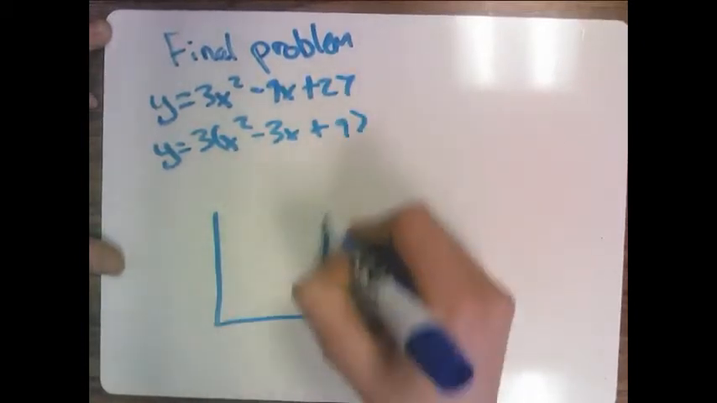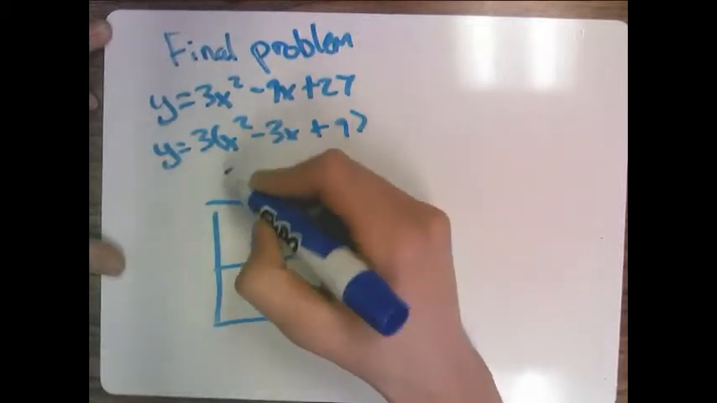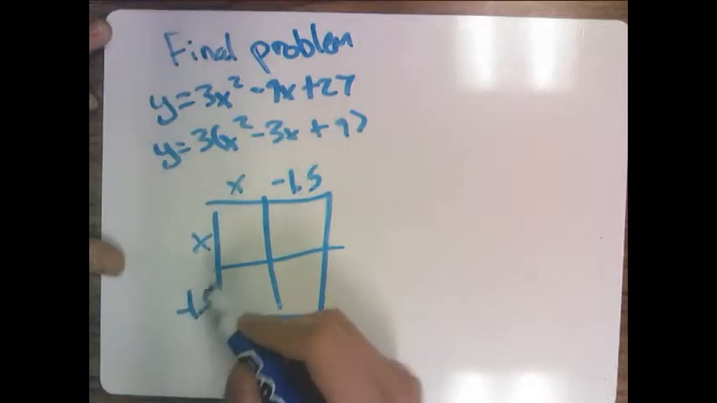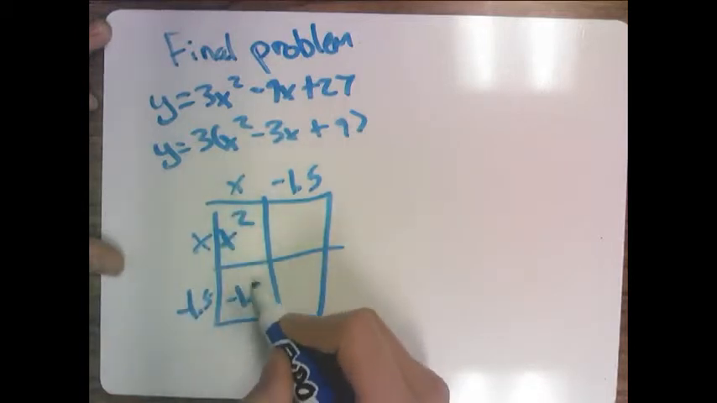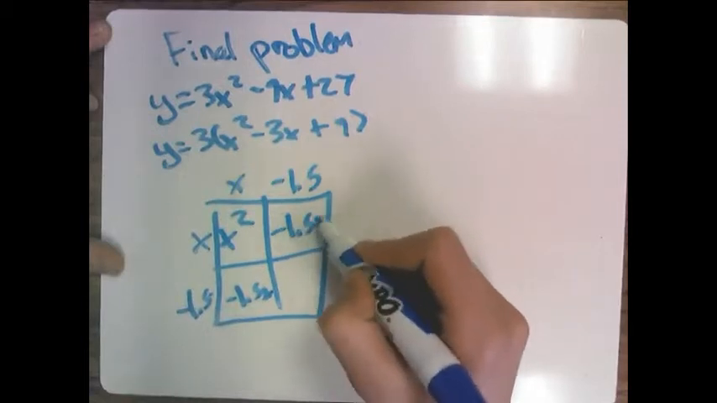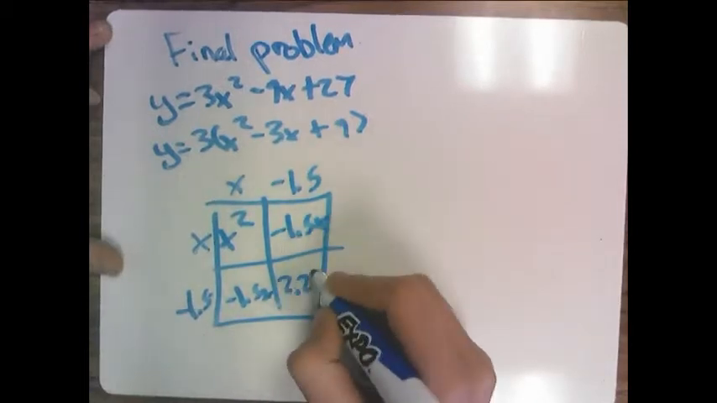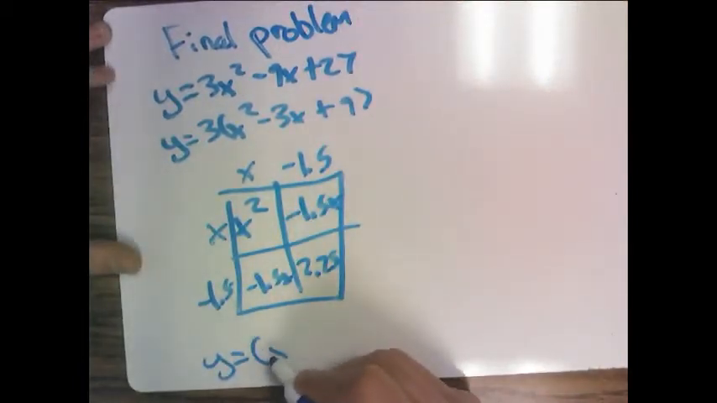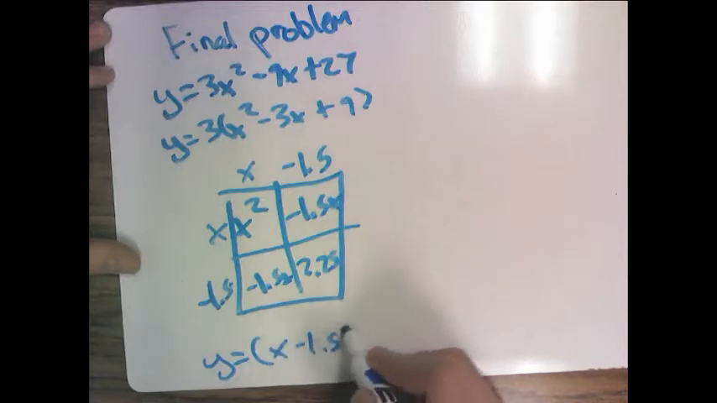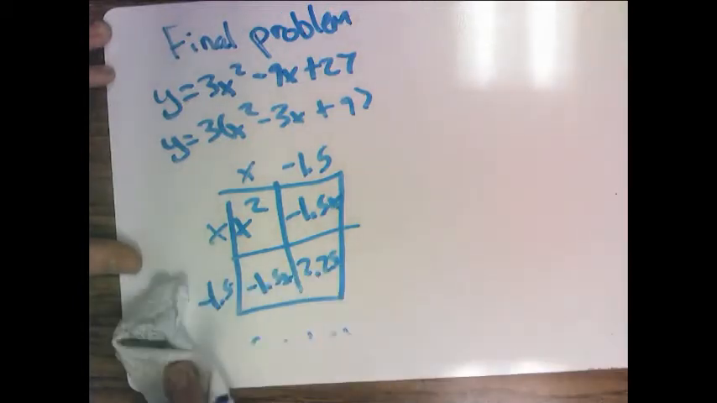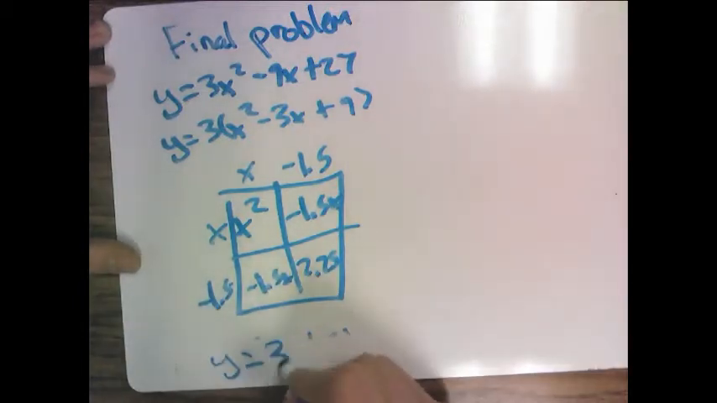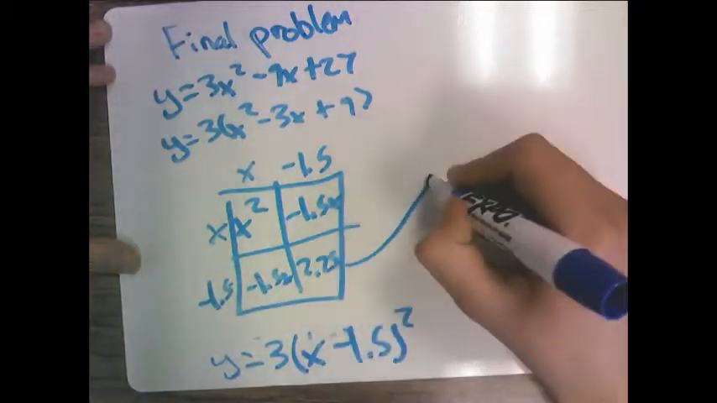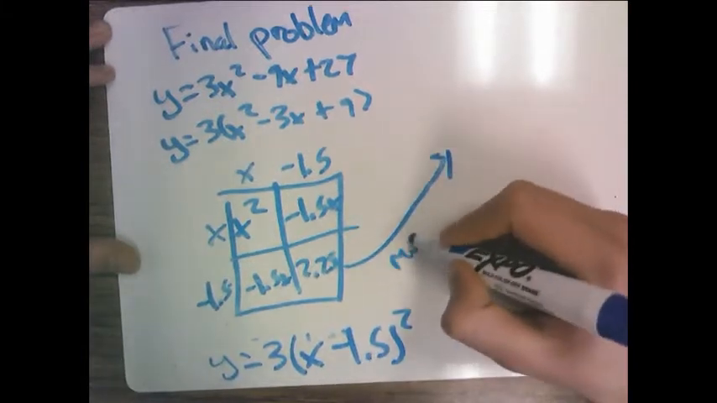Make our square, x in the upper left corners, and negative 1.5 in the other two. Go through: x squared, negative 1.5x, negative 1.5x, and 2.25. Write this down. y equals the quantity of x minus 1.5 squared. Once I fix my handwriting so it's readable, you've got to make sure you add the 3 back at the beginning to get the slope correct.